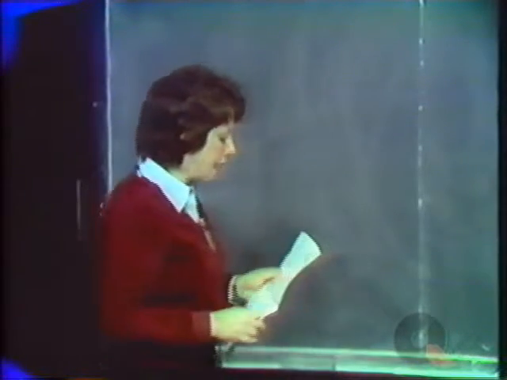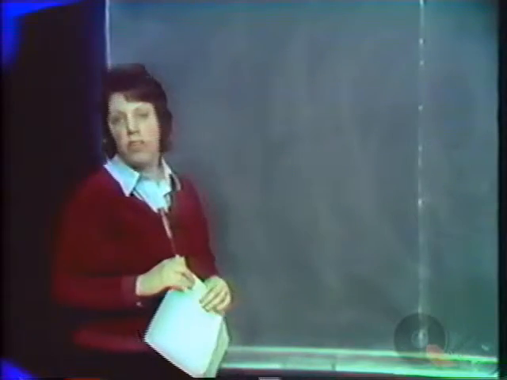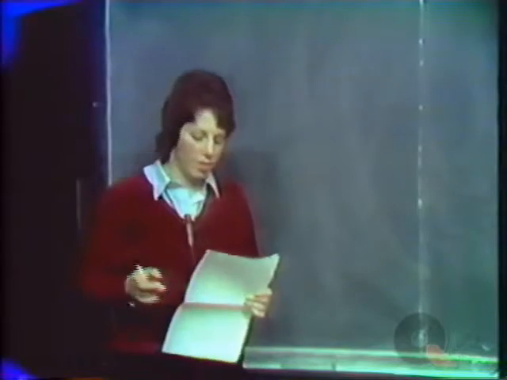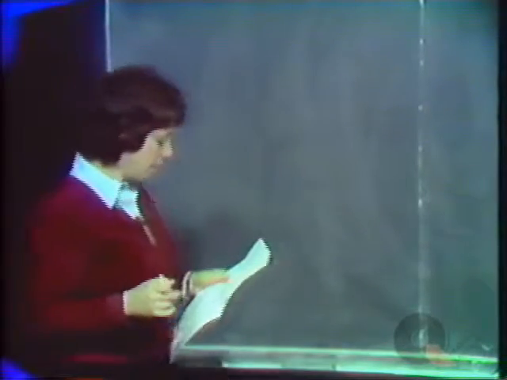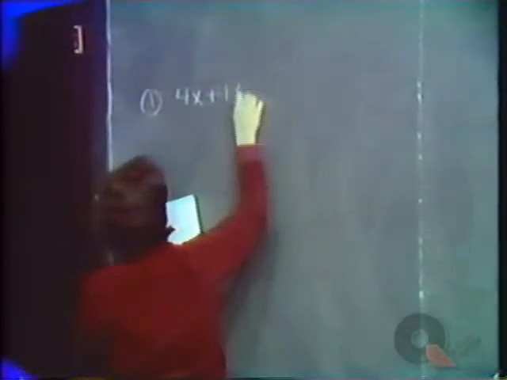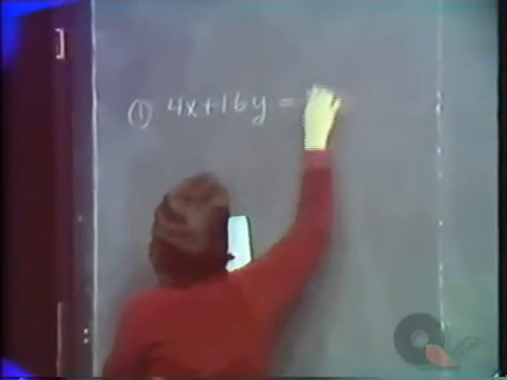Okay, in each of the following, we're going to try to identify the curve, sketch it, and when we're sketching it, we're going to label intercepts, vertices, centers where appropriate. Okay, the first example is 4x plus 16y equals 16.